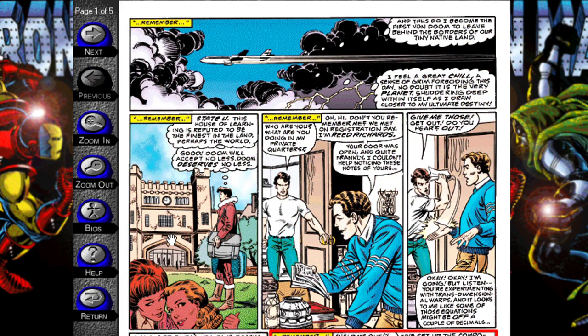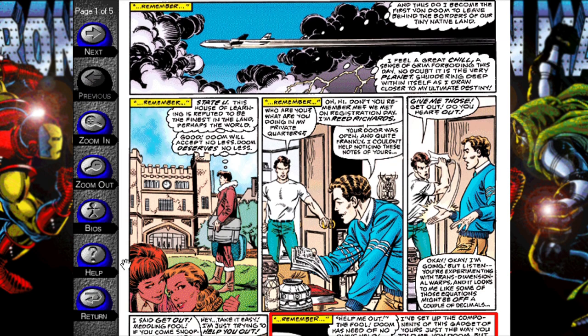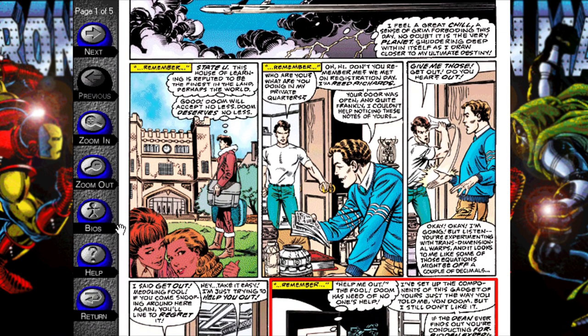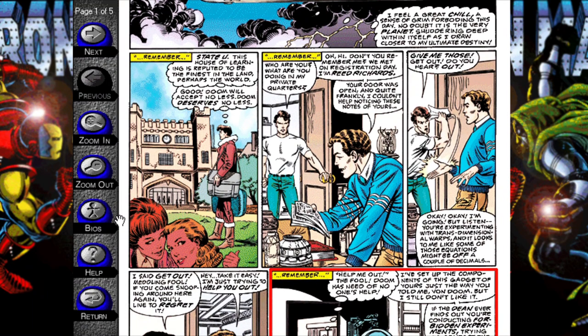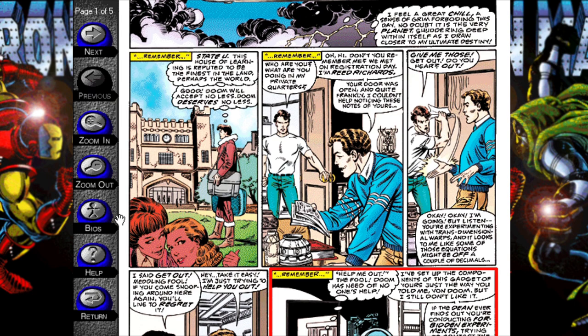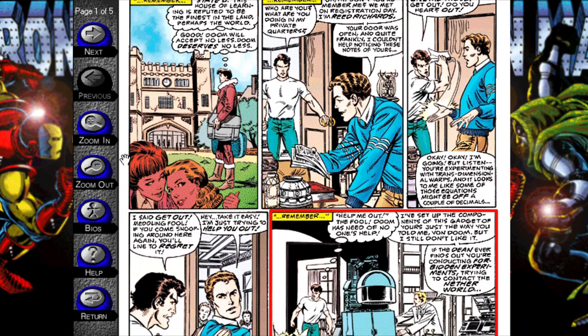Presenting The Origin of Dr. Doom. Dr. Doom remembers his first days of college in America. Reed Richards points out an error in his equations for trans-dimensional warps, but the angry young Victor Von Doom ignores his warnings and proceeds with his forbidden experiments.